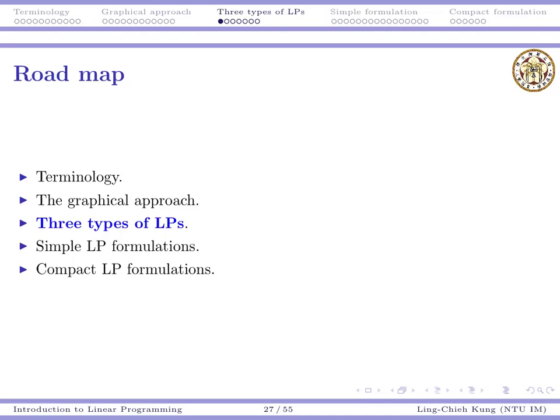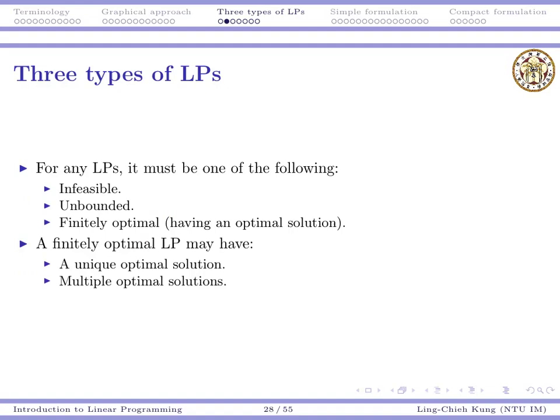Okay, so now let's spend some time to discuss different types of linear programs. In particular, for linear programs there are some categories, and it's important to know whether each linear program belongs to this category or that category. There are three different categories. An LP may be either infeasible or unbounded or finitely optimal. It must belong to one of these three. Cannot be two, cannot be zero.